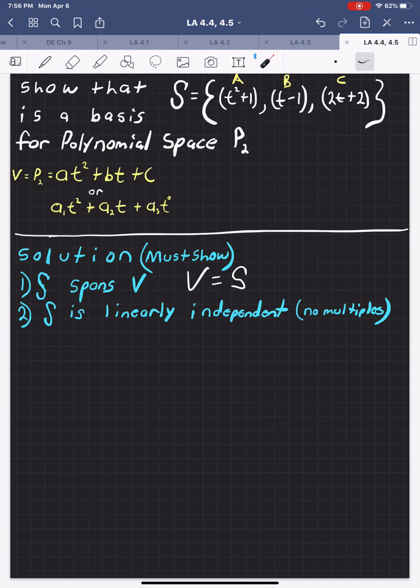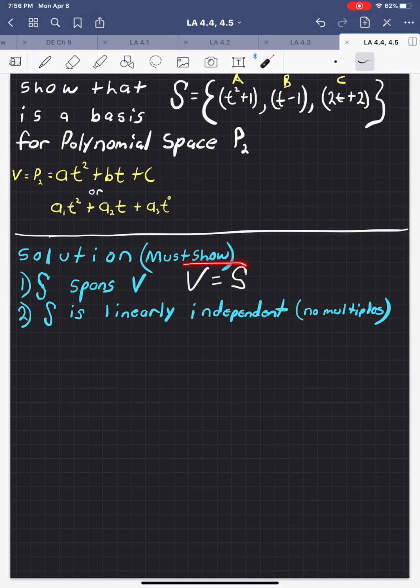What we're going to do is talk about what you must show in order to answer the question of whether S is a basis of the polynomial space. We're going to have to show two things. Let's start with one. The first thing we need to show is that S spans V.